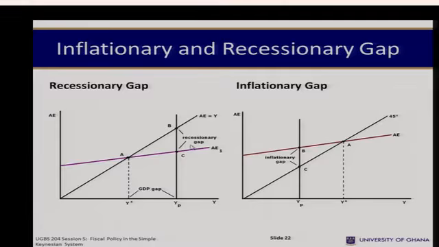So we have the recessionary gap. And on the other hand, the inflationary gap is when the actual GDP is greater than the potential GDP.